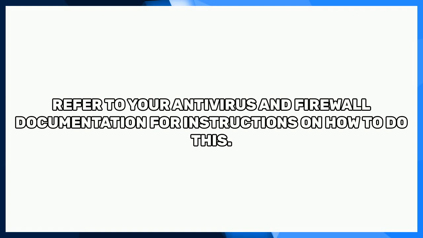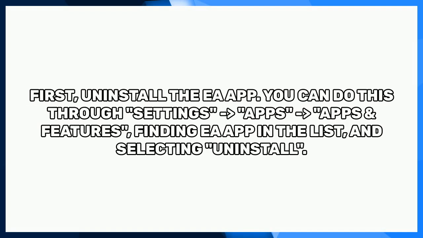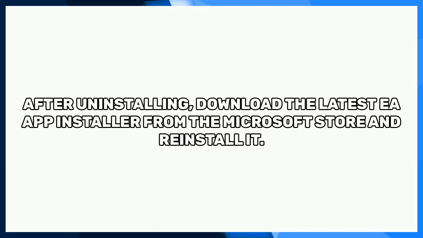If the above steps haven't worked, reinstalling the app might be necessary. First, to uninstall the EA app, you can do this through Settings, Apps and Features, finding the EA app in the list and selecting Uninstall. After uninstalling, download the latest EA app installer from the Microsoft Store and reinstall it.